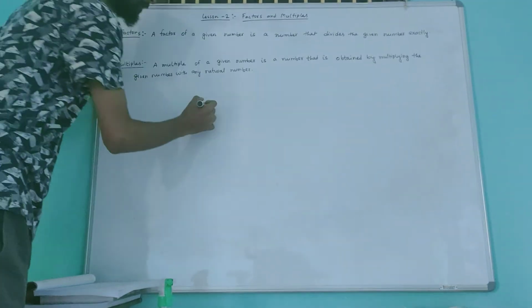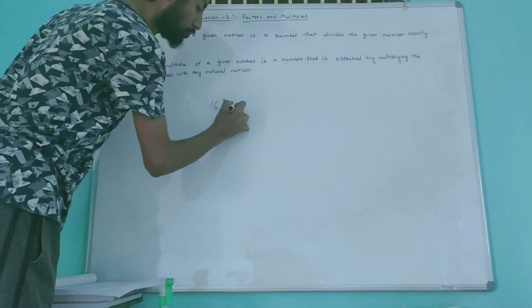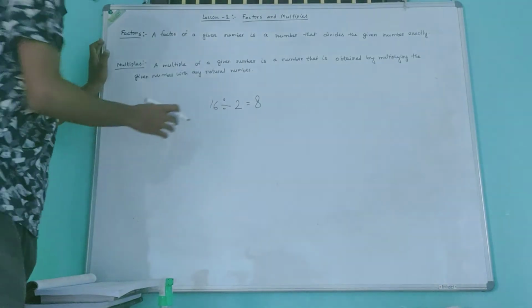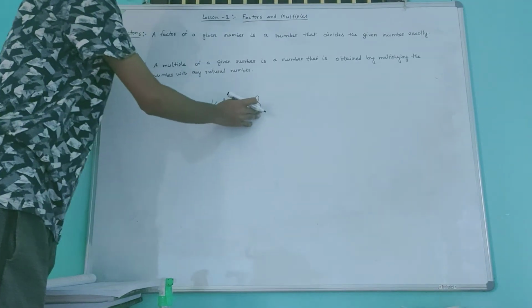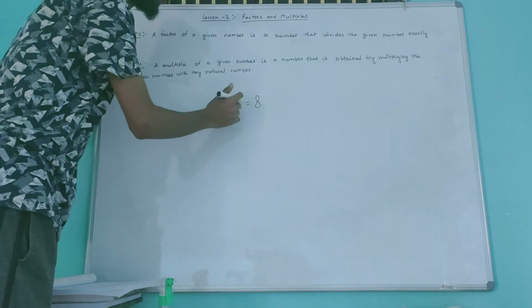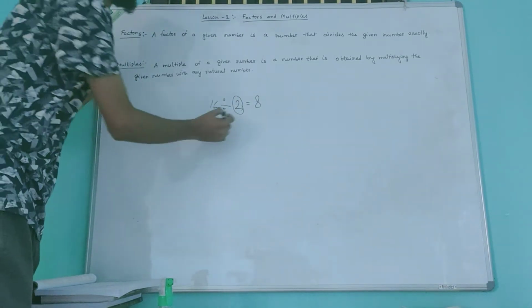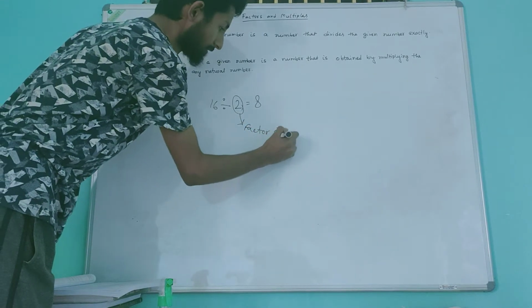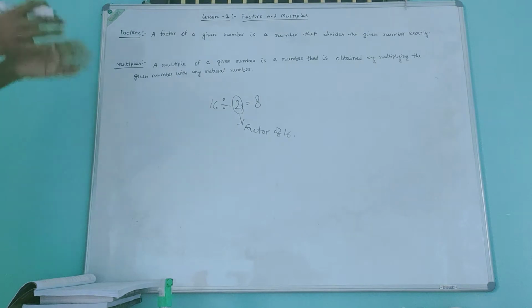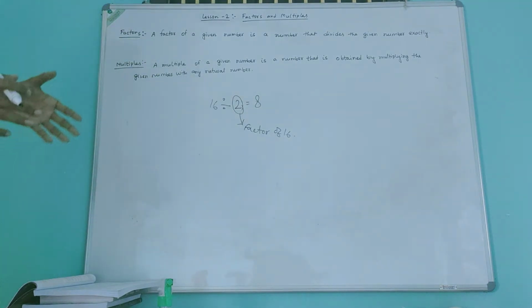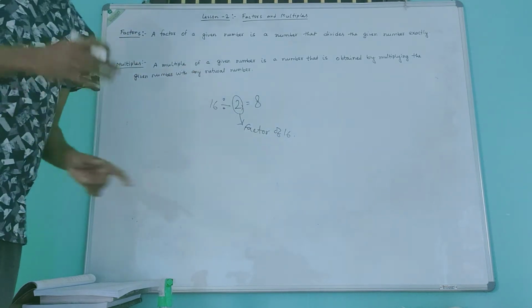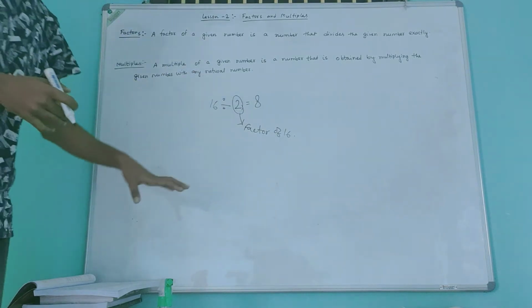Suppose you have 16. If you divide it by 2, then you will get an exact quotient. So 2 can be written as a factor of 16. That means the numbers which divide the given number exactly are called factors.